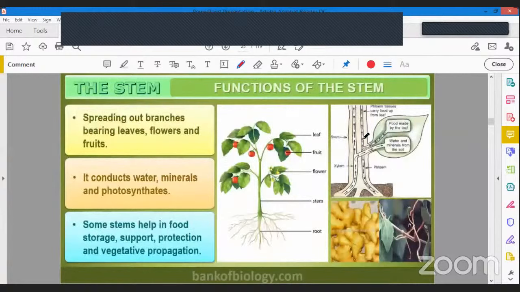Let's go to the next part. What are the functions? It helps in spreading out branches, bearing leaves, flowers, and fruits. It conducts water, minerals, and photosynthates that are produced in different parts. Some stems help in food storage, support, and protection. So take it down, students, fast.